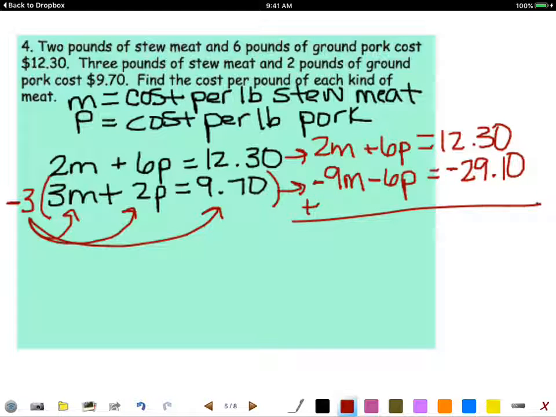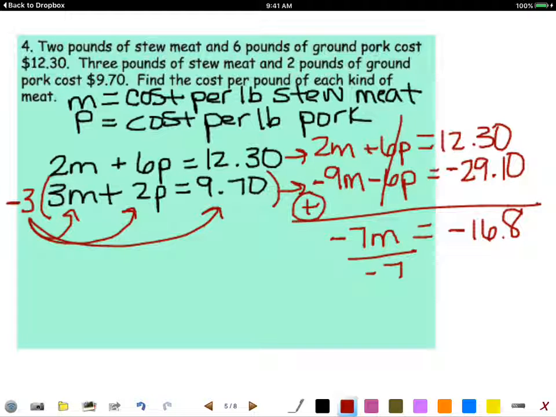All right, so let's add these together. You know those are going to cancel. 2 plus a negative 9 is a negative 7M equals. Now 12.3 plus a negative 29.1. Be very careful. What is it? Negative 16.8. Okay. Last step. Divide by negative 7.